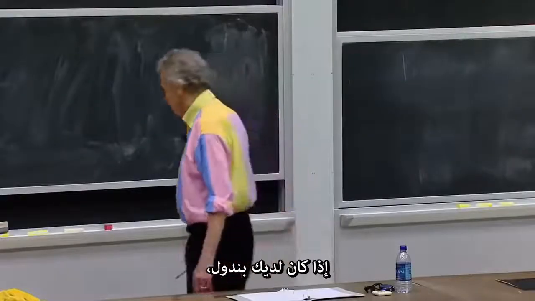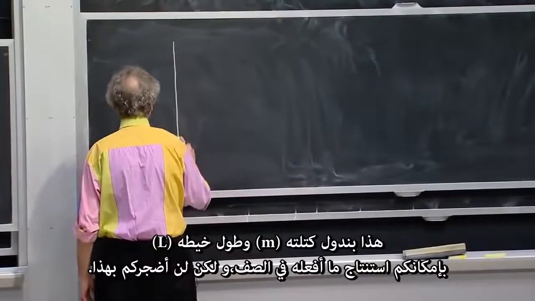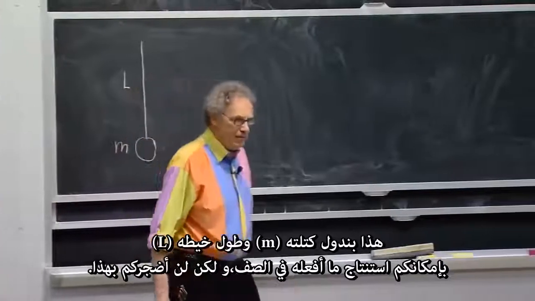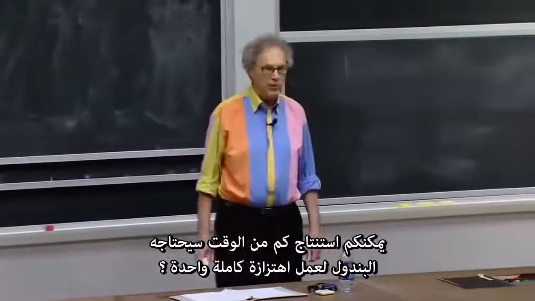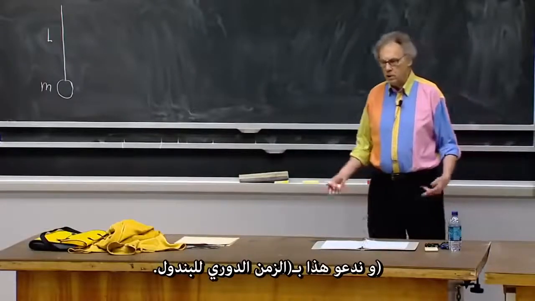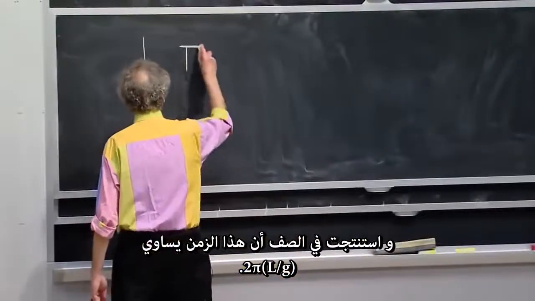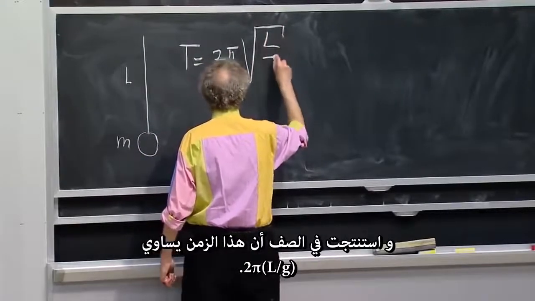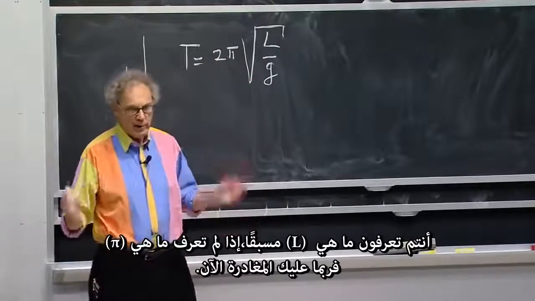If you have a pendulum, this is a pendulum, mass m, length L, then you can derive, which I do in class, but I won't bore you with that, how long it takes for the pendulum to make one complete oscillation. And we call that the period of the pendulum. And I derive in class that that period equals 2 pi times the square root of L over G. You already know what L is. If you don't know what pi is, you might as well leave right now.